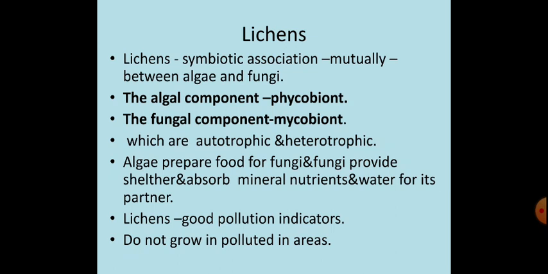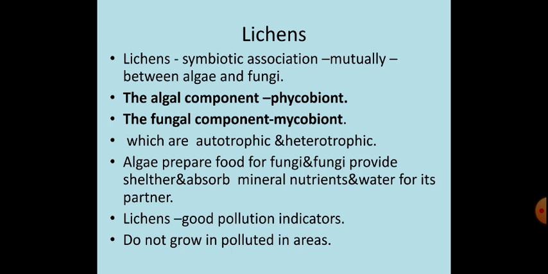Fungi will provide shelter and absorb nutrients from the soil for the plant. Okay, fungi will provide shelter to algae. Understood? Symbiotic association means they cannot live without each other. Algae will prepare food and supply it to fungi, and in turn, fungi will provide shelter to algae. So they share a symbiotic association and absorb mineral nutrients and water from their partner. Understood?